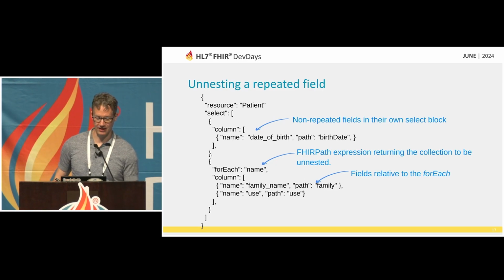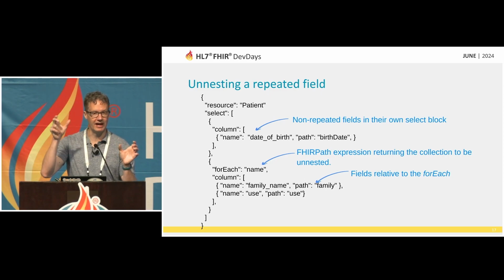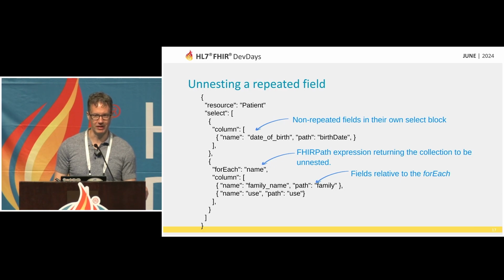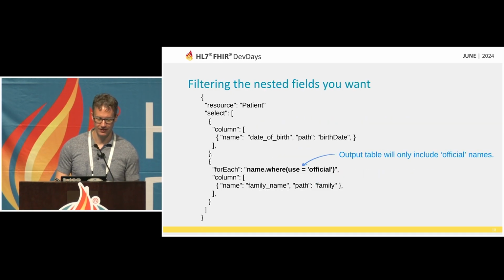Then in the second stanza, we're unrolling underneath the name. If you don't recall, in the patient there's a name field that is repeated, and we want to be able to extract some of the names. So for each name, we're going to create a new row that has that name. This would create a table that has the date of birth repeated for every row that has a name, like you were doing an inner join for this forEach. So that's the simplest case of unrolling.